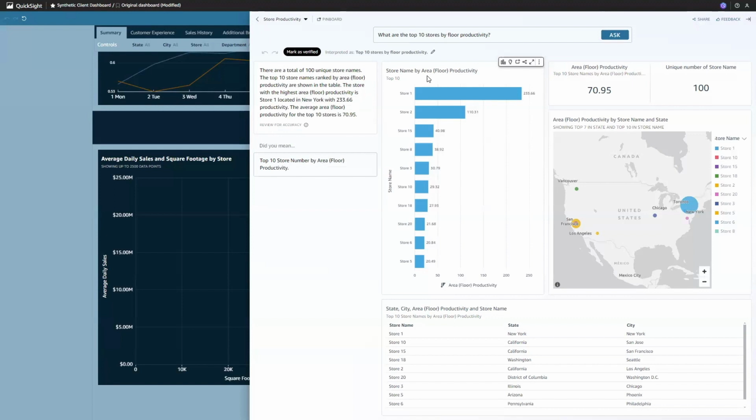Now, when we analyze the bar chart of the top stores by productivity, stores 1 and 2 are clearly the highest performers. However, while the data here is accurate, it doesn't really tell us much about why these stores are performing better or what's similar about them.